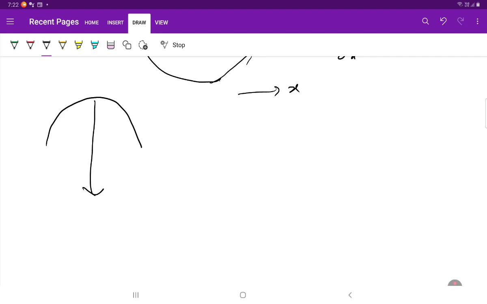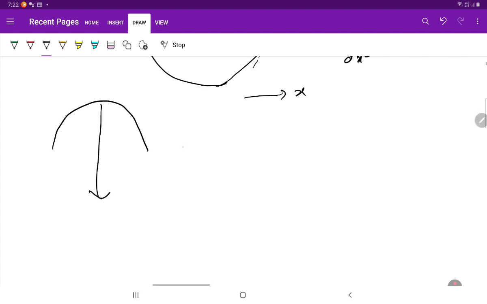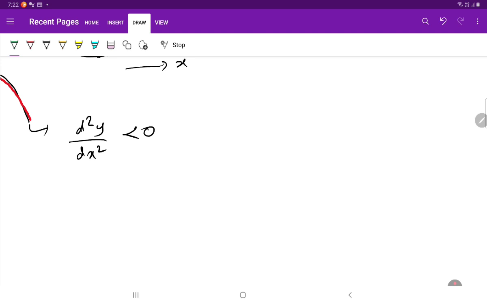We know that pointing downward means negative, because we are pointing in the downward direction. So in this case, for a curve like this, I am shading it with a red color. For the curve like this, we say that d2y by dx2 is less than 0. And similarly, if we have a curve like this, where the umbrella's handle points upward, then we say d2y by dx2 is greater than 0.